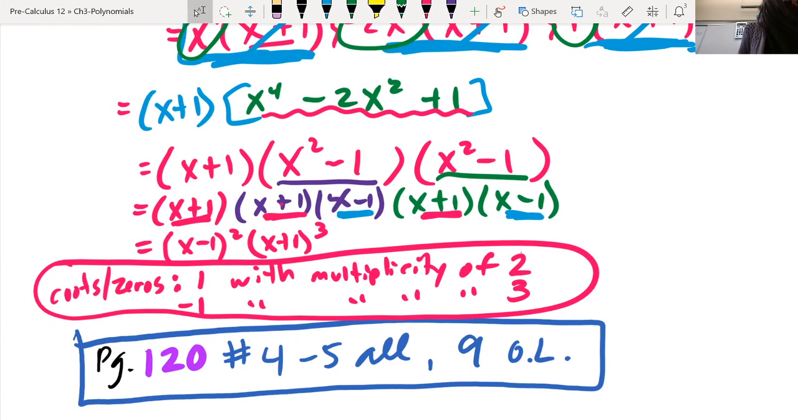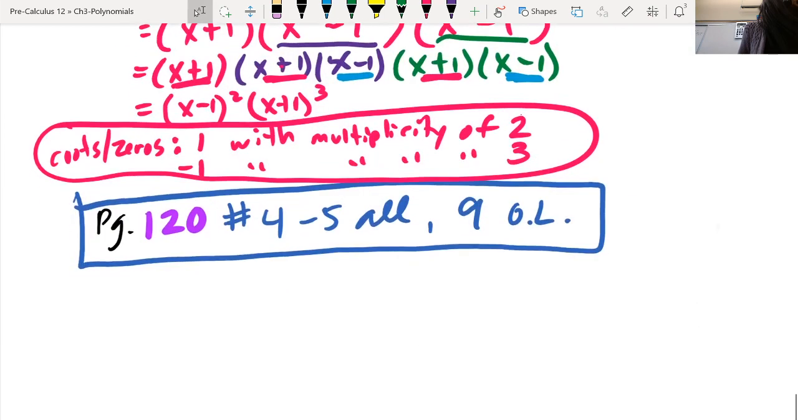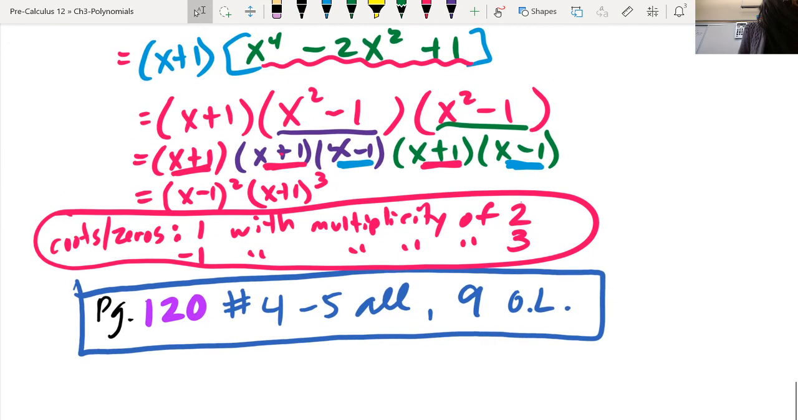Okay, so that is the second portion of 3.1. I hope that you found that helpful. This, again, is your suggested assignment. You decide. 4 to 5, I'm giving you all. I would suggest you do them all. When you get to number 9, odd letters, meaning A, C, E, etc. But if you're struggling with it and you need more practice, then just do them all.